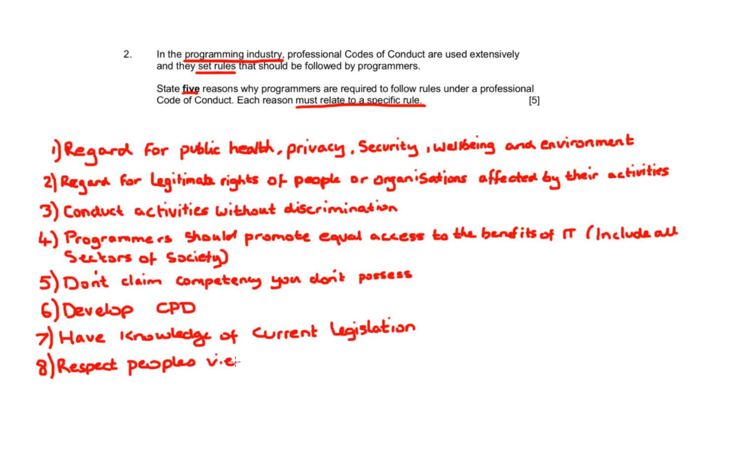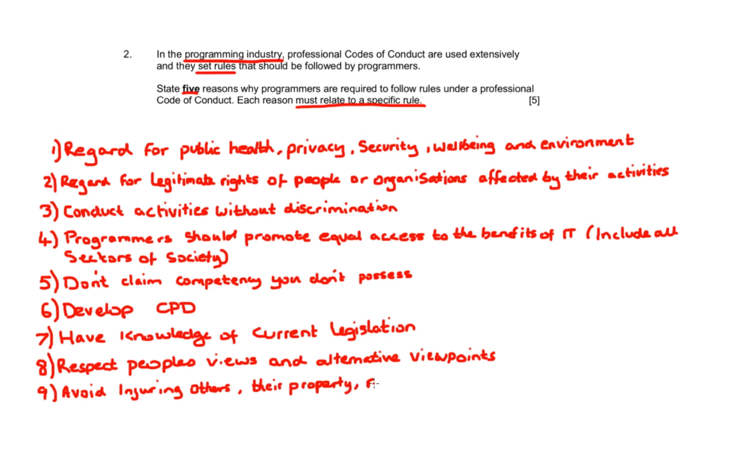Number 8, respect people's views and alternative viewpoints. In industry, you're going to disagree with people, but you need to respect what people are saying and offer constructive criticism. Number 9, avoid injuring others, their property, reputation, or employment by action or inaction to what you do. The main one from that for us is probably the reputational damage of not delivering a project.